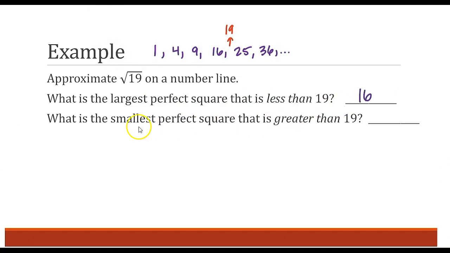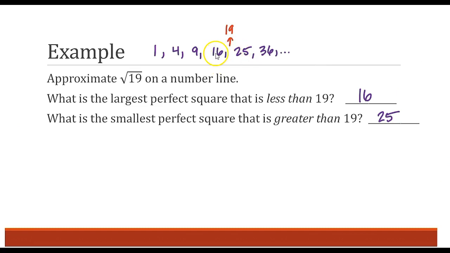And then what is the smallest perfect square that is greater than 19? What's just above it, but is still the smallest? That would be 25. So essentially we're trying to figure out where 19 fits in that list of perfect squares. Well, it falls between 16 and 25. Now, how does that help us?